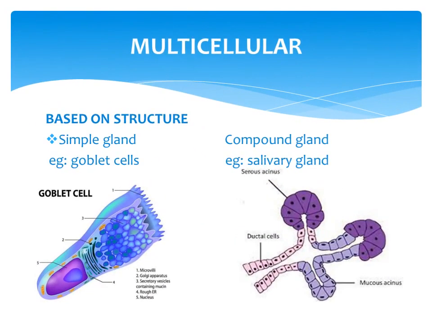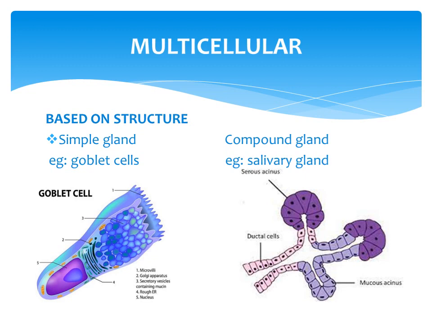Then these multicellular glands are further classified, as we said in the beginning flow chart, into many types based on certain characters, right? And the first character is based on structure. Structure in the sense, the first type is simple gland and the second type is compound gland. Okay, simple gland as well as compound gland.